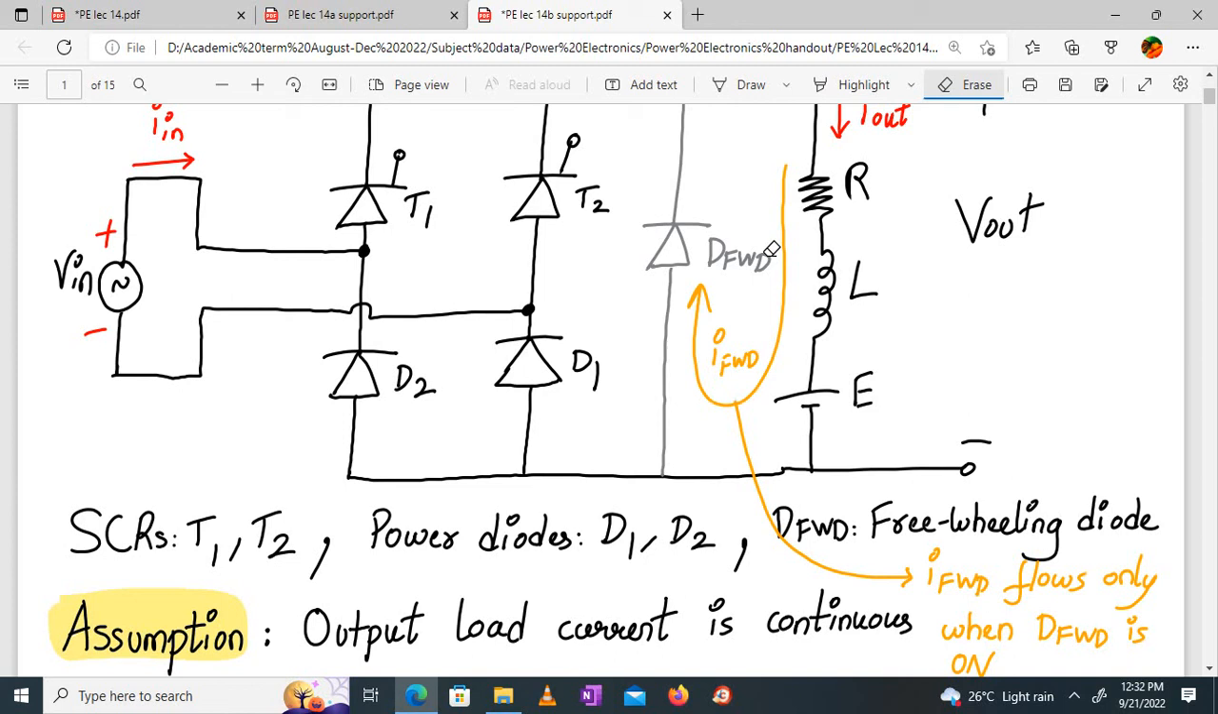So that's the use of RLE load. E also stands for RLE. It's not always a battery connected. It might be the back EMF of a DC motor. Are you following? That's the use of RLE load.